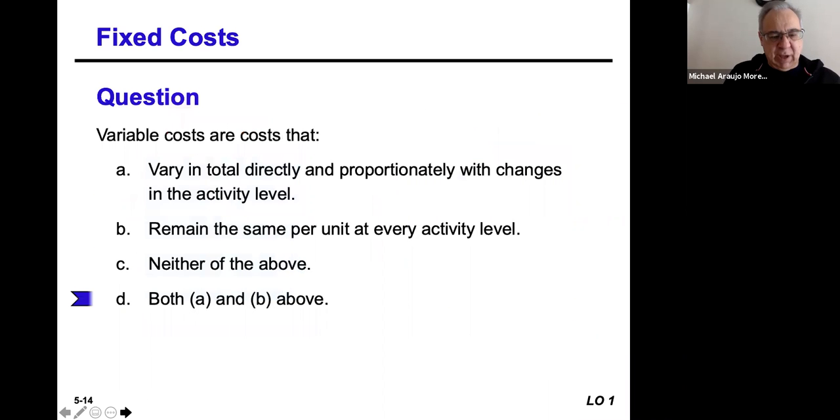Okay. So variable costs basically vary in total, directly and proportionately with activity level, but they remain the same per unit of activity, right? That was the earlier piece that we looked at. So the correct answer here is D.